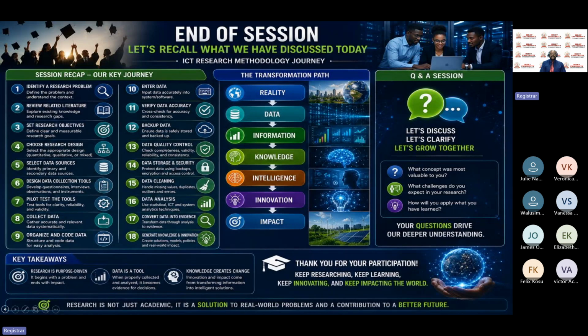Research is not just academics. It is a solution to real world problems and a contribution to a better future. To my social science and ICT researchers: first, get into reality. If you can fetch reality, it gives you intelligence. Then you can create innovation that leads to impact.